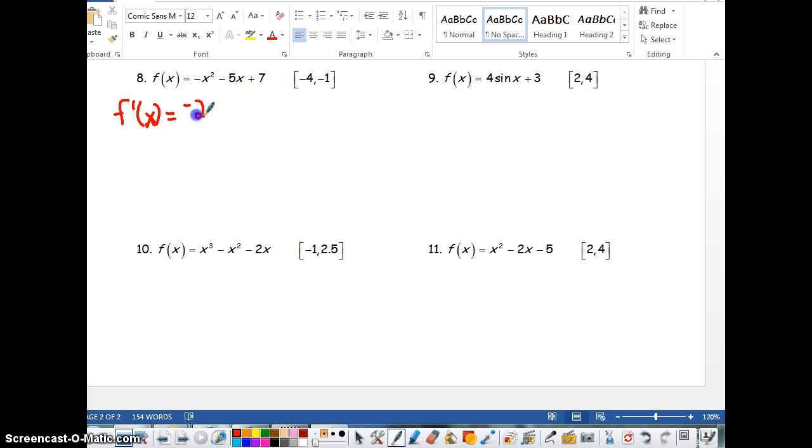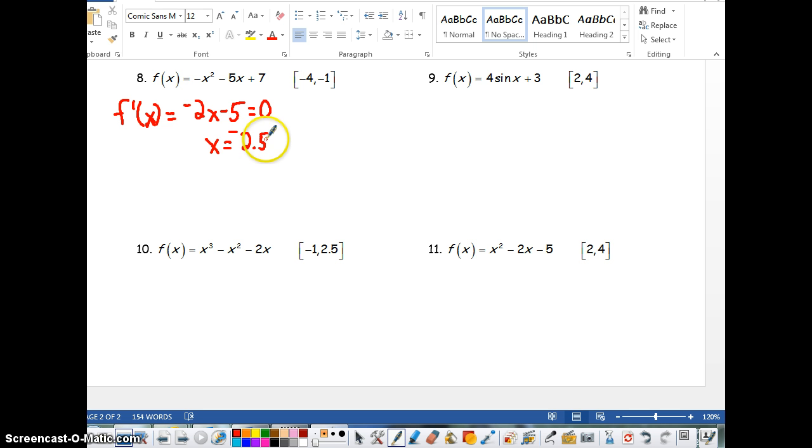So I have -2x minus 5. I set that equal to 0, and when I do so, I end up with x equal to positive 2.5. I'm sorry, it's equal to a -2.5. Let me correct myself there. It's equal to a -2.5. If it was a positive 2.5, it was not between this, and then I wouldn't have to worry about it.